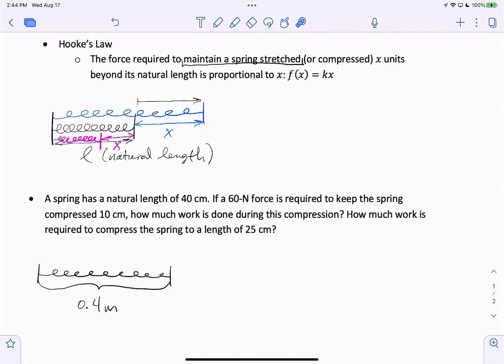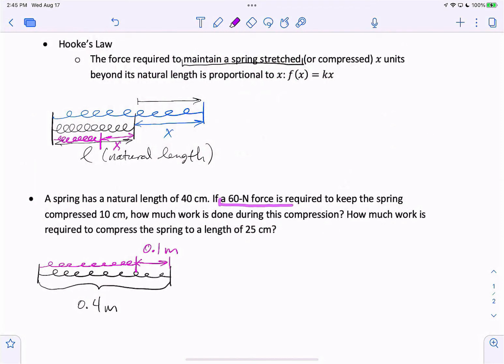And we have to be really careful when we're reading these problems here. A 60 newton force is required to keep the spring compressed 10 centimeters. Notice later in the problem we're asked how much work is required to compress the spring to a length of 25 centimeters. This 10 has a different meaning than this 25. This 10 says that I'm going to compress the spring 10 centimeters, which means that this distance here is 1/10 of a meter. It's not that I'm compressing it to a length of 10 centimeters, right? I'm only compressing it by 10 centimeters.